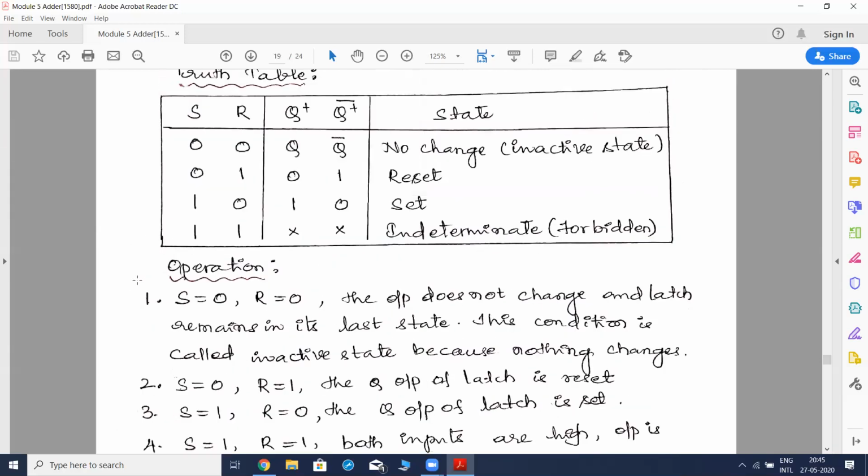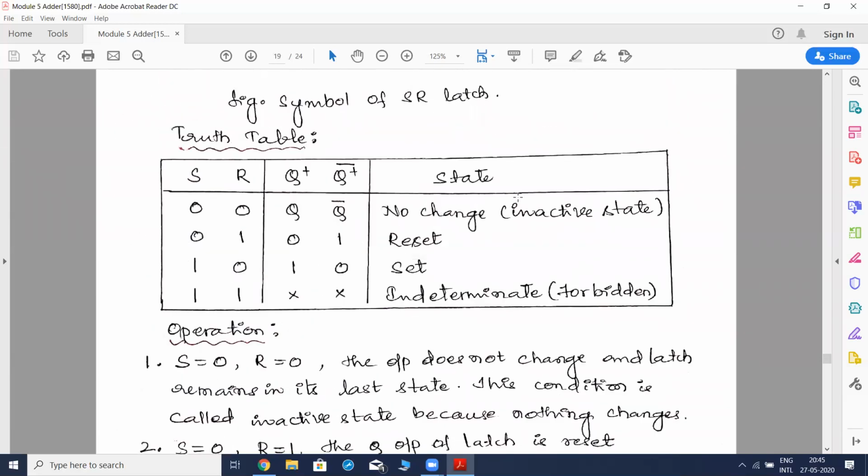All this information the truth table is going to give you. With 2 inputs, we get 4 different combinations. For these 4 different combinations, the state of the flip-flop will be like this.